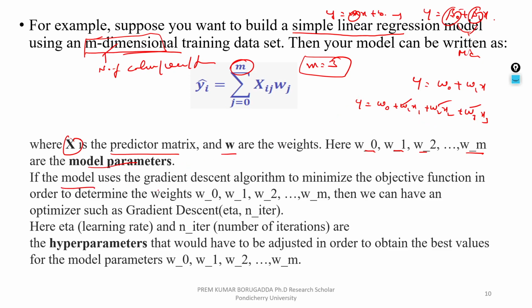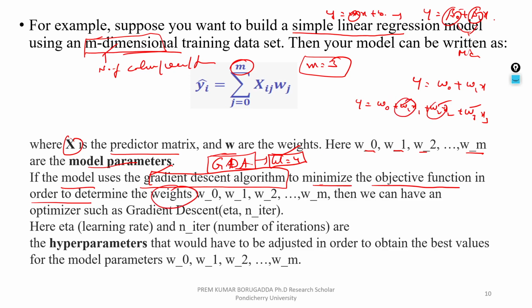If the model uses the gradient descent algorithm, what is meant by the gradient descent algorithm? I already explained this algorithm in my previous lecture, lecture number 4. If you want to know full information about the gradient descent algorithm, please watch my lecture number 4. Here the GDA algorithm minimizes the objective function in order to determine the weights. You identify the weight values at the end of the training. Once you calculate these weights after training, your model is properly trained.